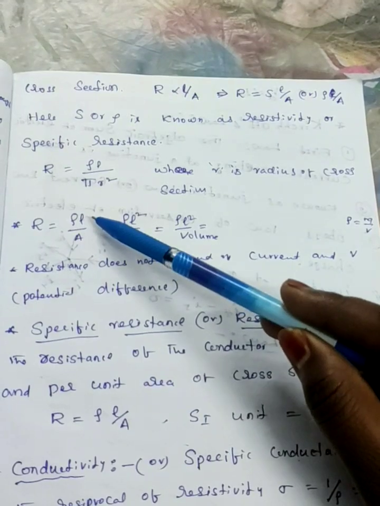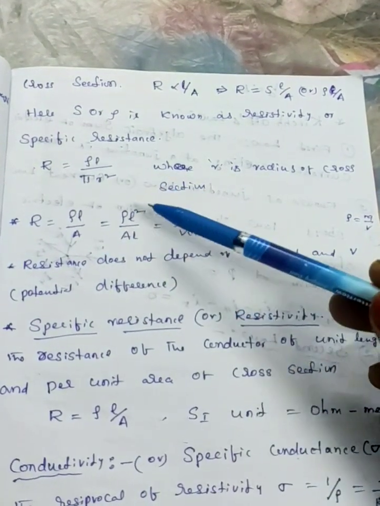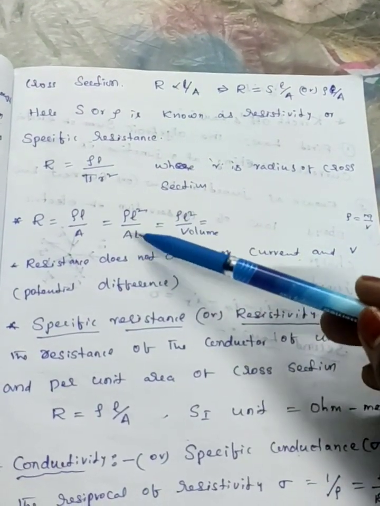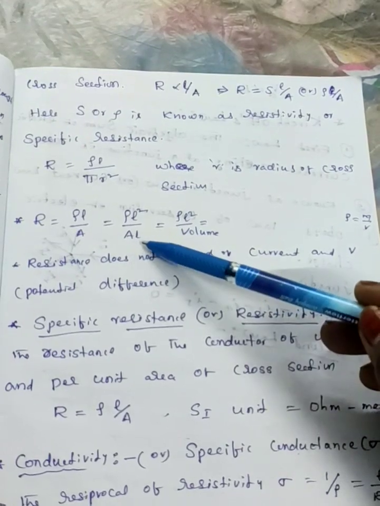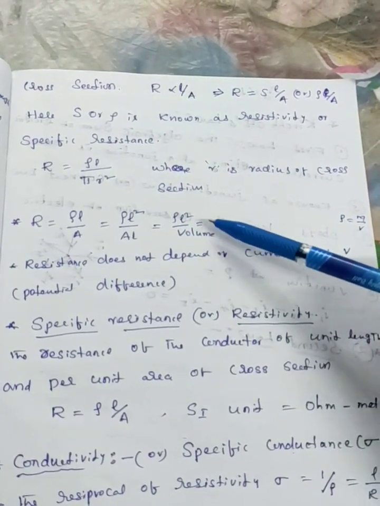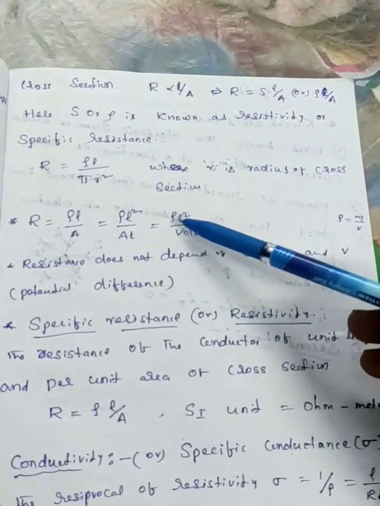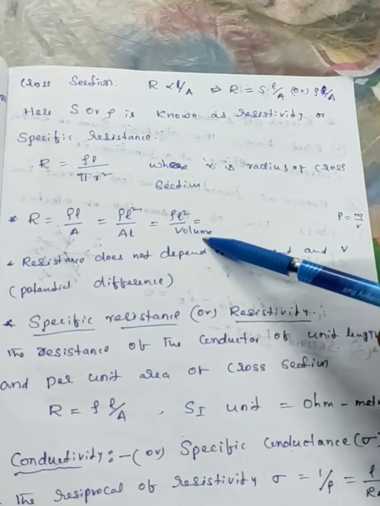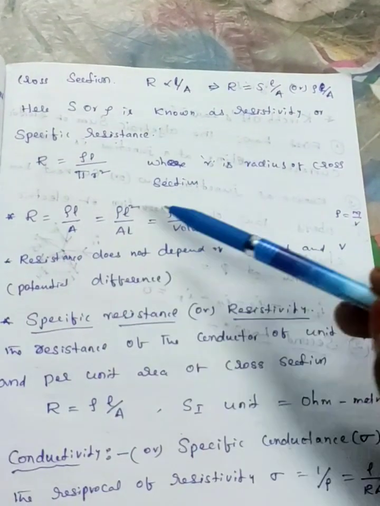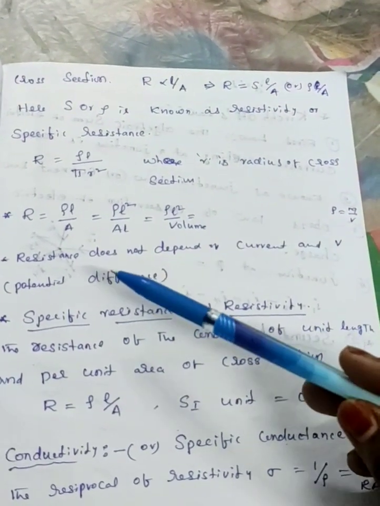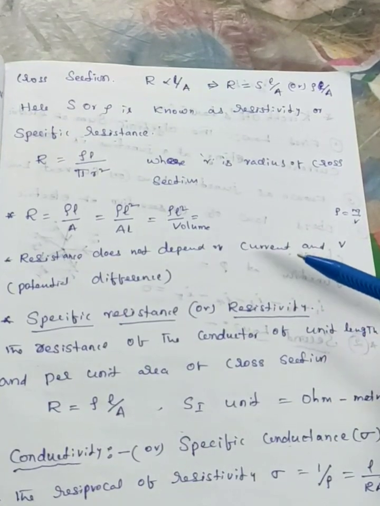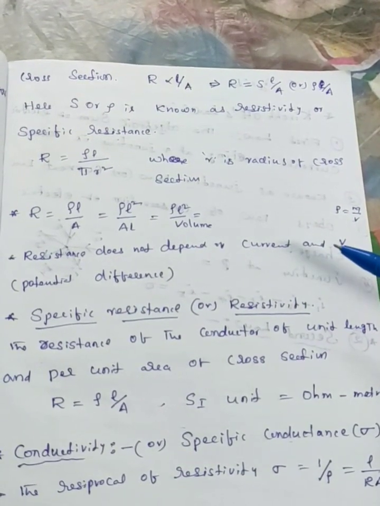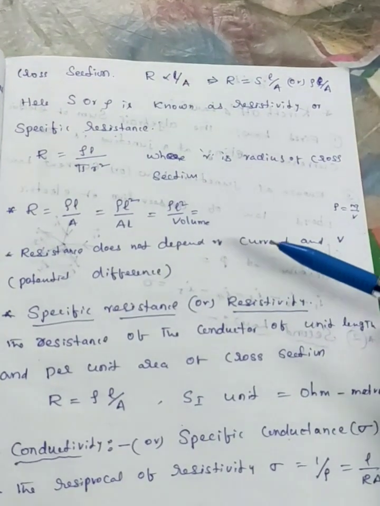Here we multiply and divide with L: rho into L square by AL. Area into length gives volume. Resistance is equal to rho into L square by volume. One more formula we write like that. Resistance does not depend on the electric current and voltage, the potential difference.